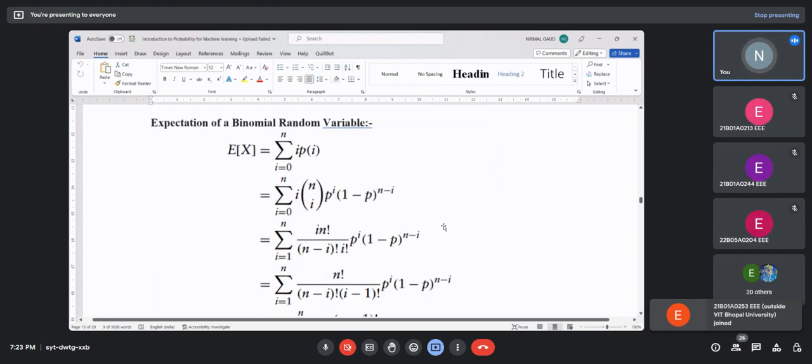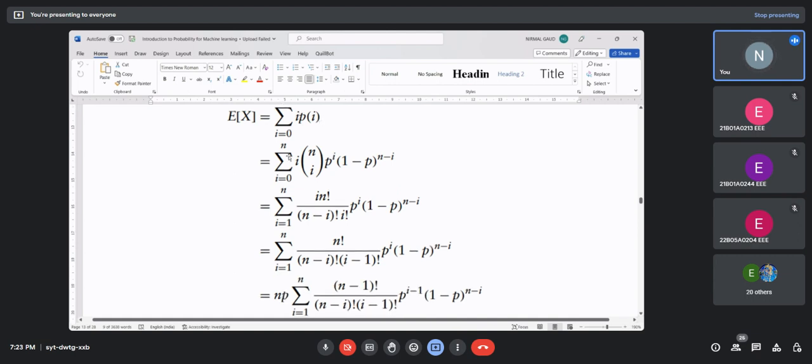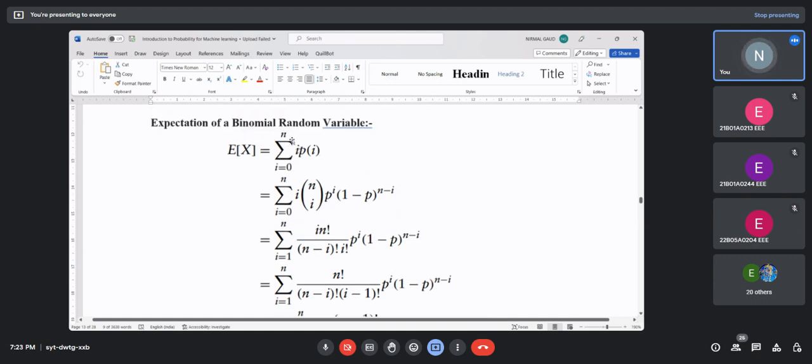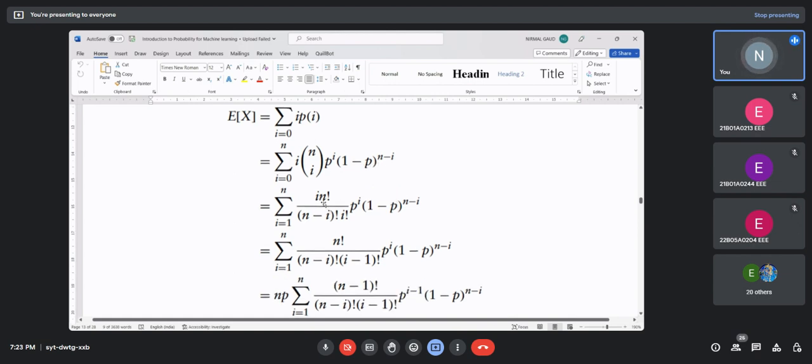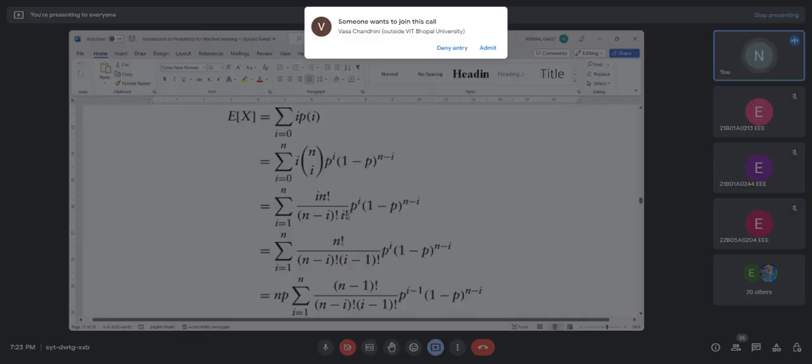And for a binomial random variable, again it's i into p(i). Obviously it is the same, whether I say x into p(x) or i into p(i). So the expectation for your binomial random variable is the summation, i equal to 0 to n, of i times n choose i, p to the power i, 1 minus p to the power n minus i. Just multiply by i here, and i factorial is i into i minus 1 factorial. You very well know about this.